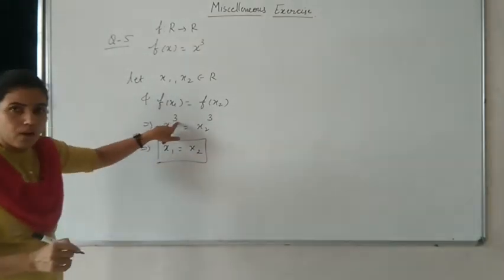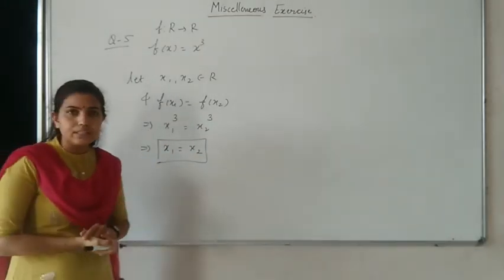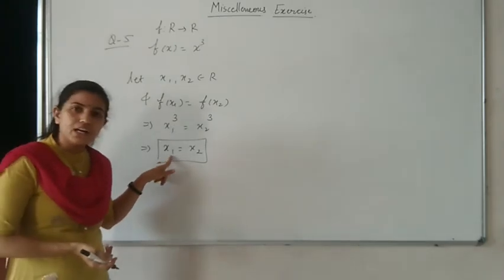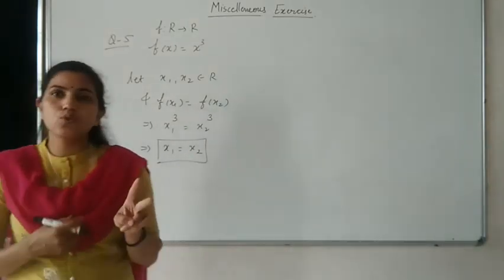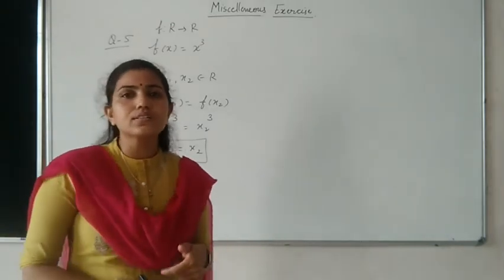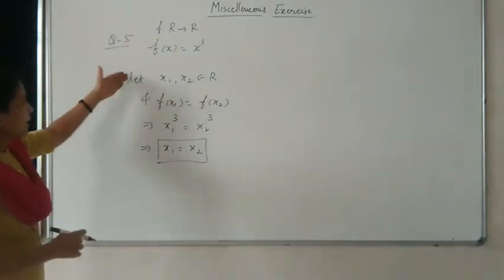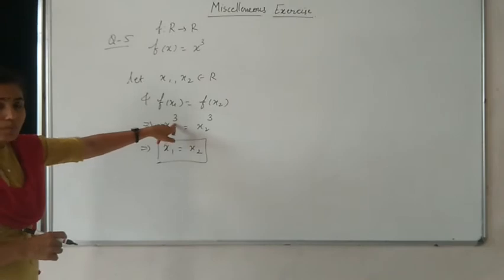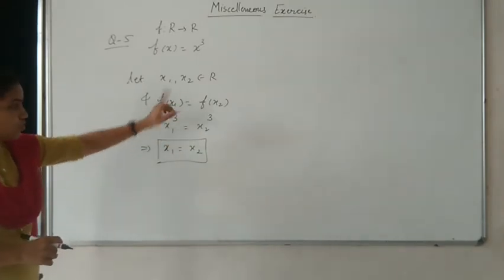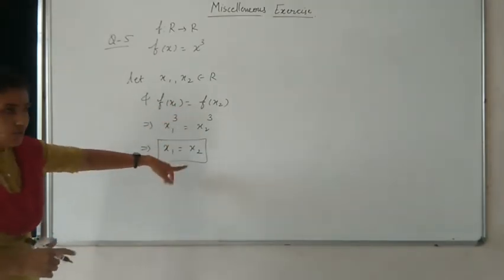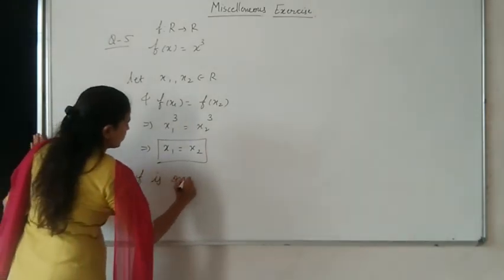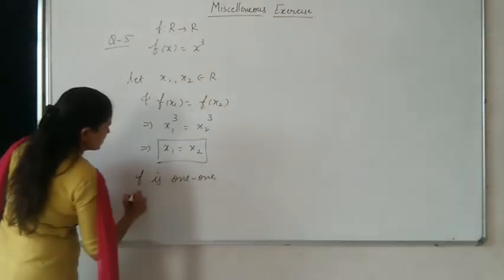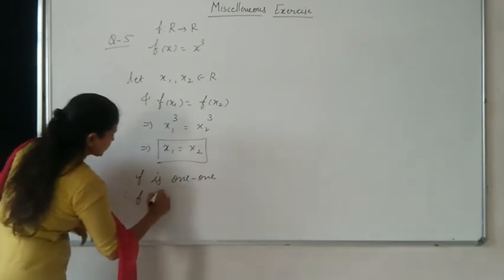If it is a square or even power that is given, in that case we cannot write x1 equals x2, because at that time you can get two values, one positive and another negative. So here, as it is an odd power, x1 cube and x2 cube, that's why x1 is equal to x2, and therefore f is 1-1 and hence it is injective.